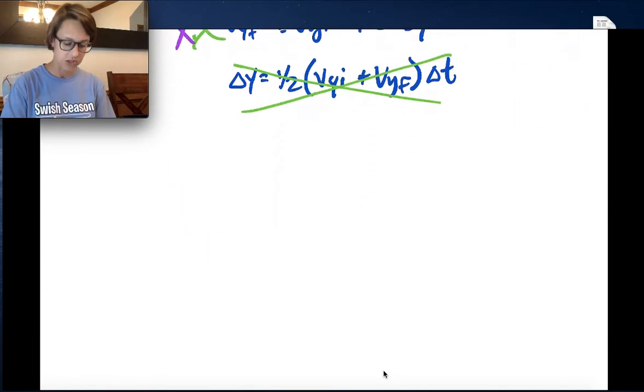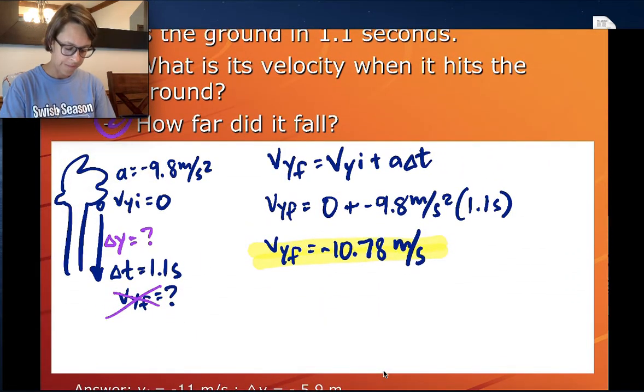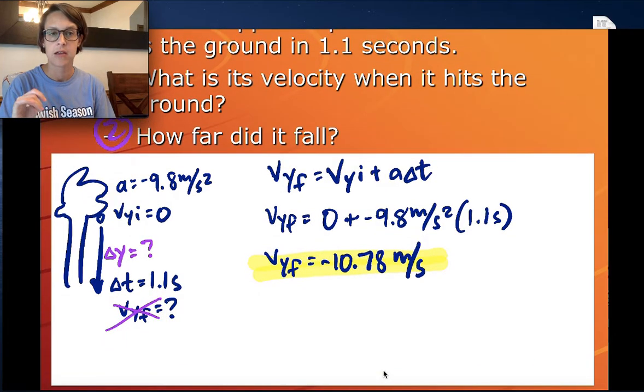And again, the reason we're doing that, even though we just found VYF, is that if we got VYF wrong and then we use it to solve in the next one, it's going to mess us up, okay?